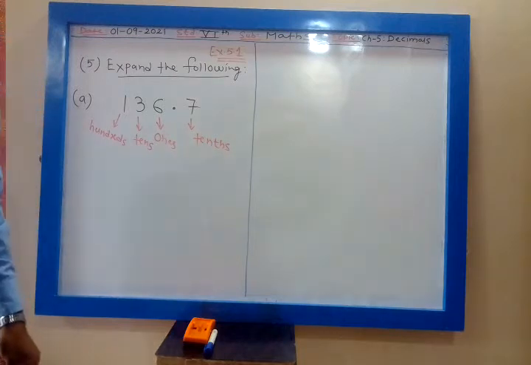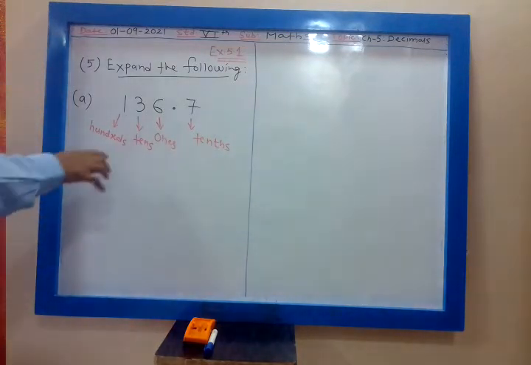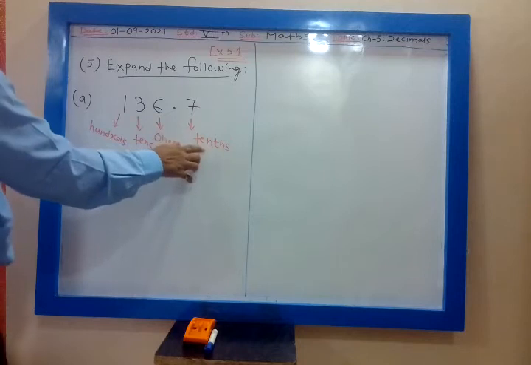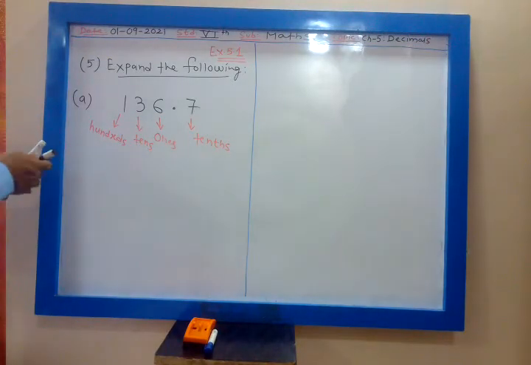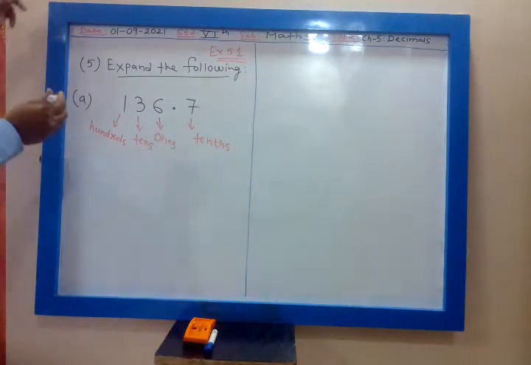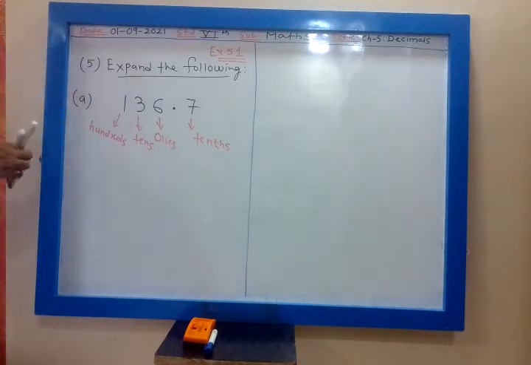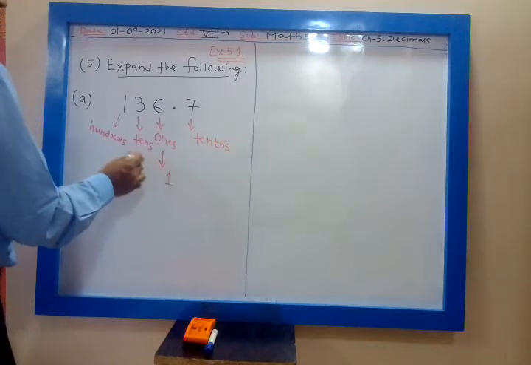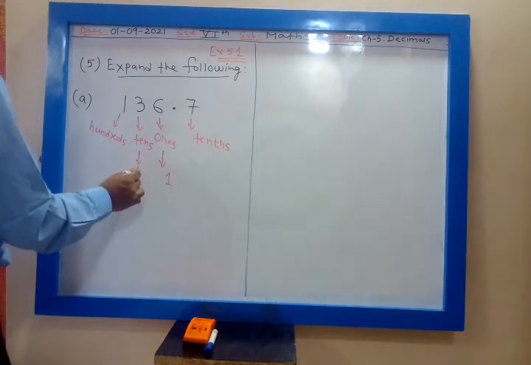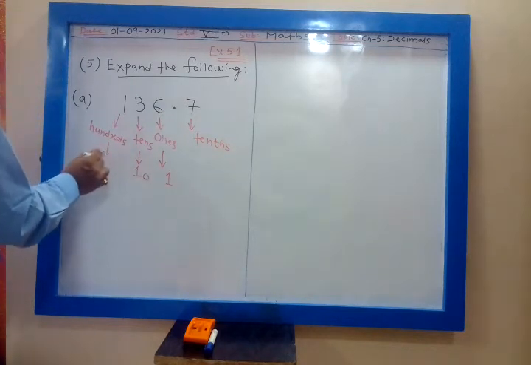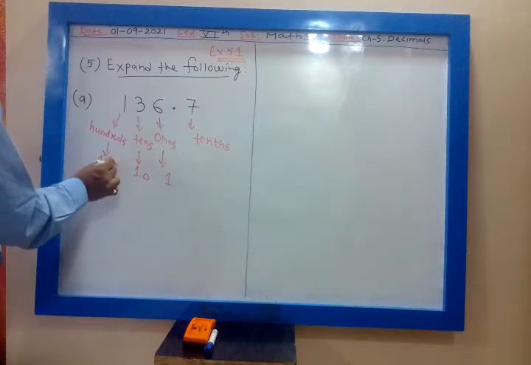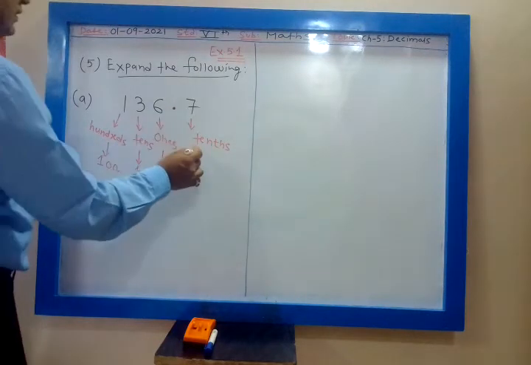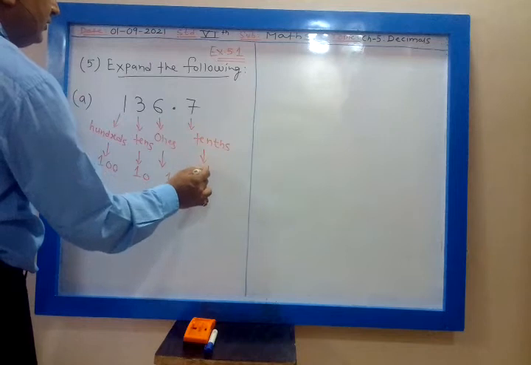After decimal it is tenths. Okay. So yeah. What is the place value of ones? 1. Then tens 10. Then hundreds it is 100. What is the place value of tenths? Tenths means it is 1 upon 10.